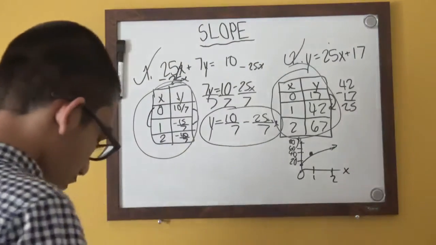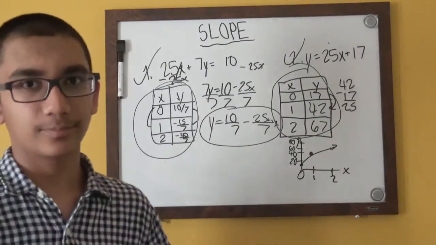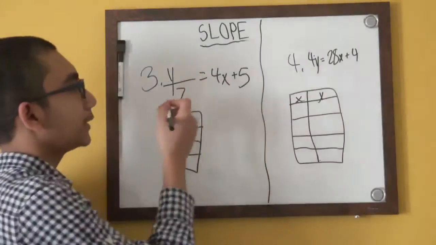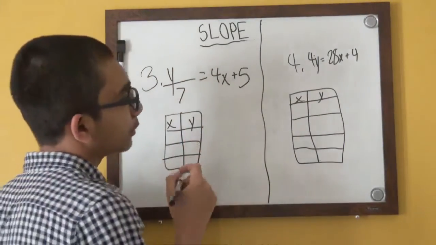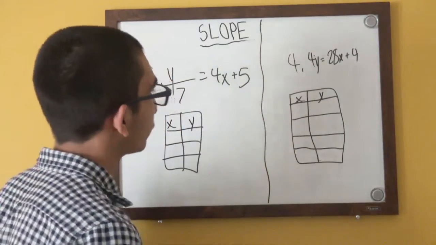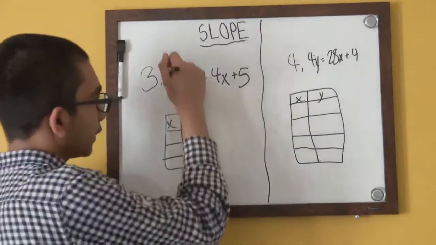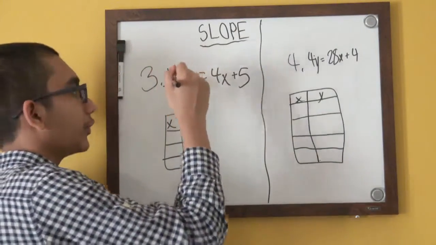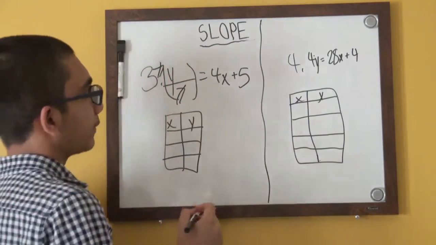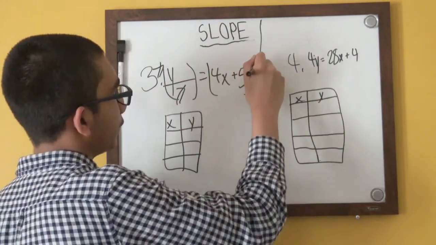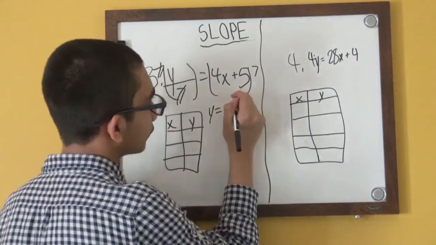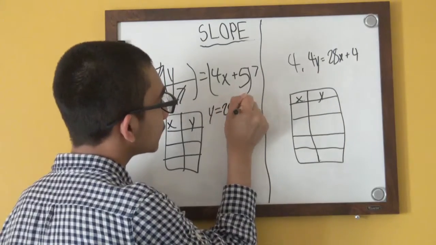So let's do a couple more. Now we have two more problems. They are y over 7 equals 4x plus 5 and 4y equals 28x plus 4. So a way we can keep y by itself here is by multiplying by 7. This way the 7 goes away and we multiply by 7 right here. So now we got y equals 28x plus 35.